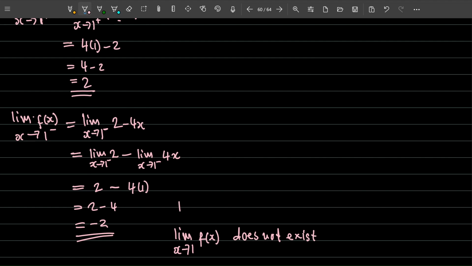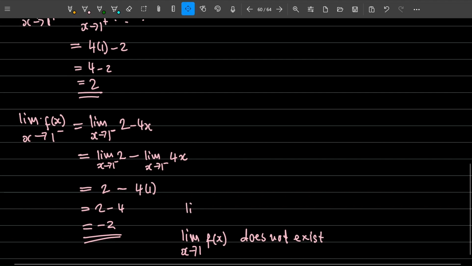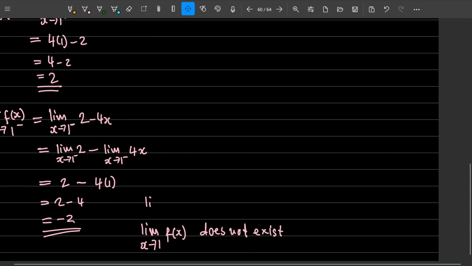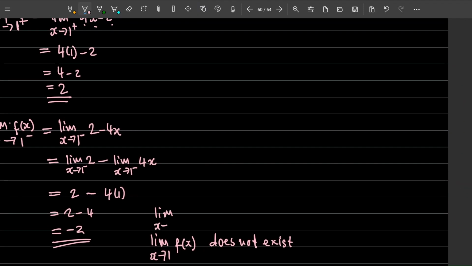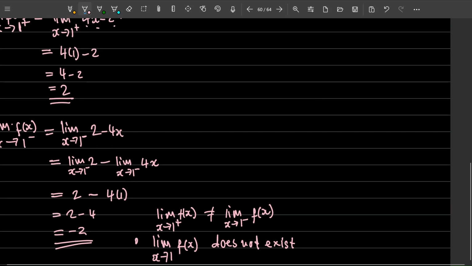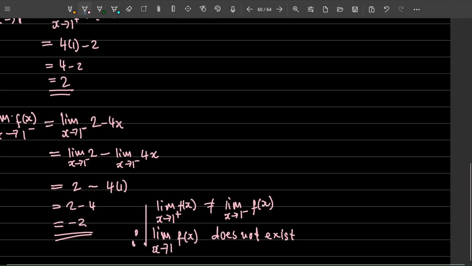So you could have said, I'm going to choose my crayon again. You would say the limit as x approaches 1 from the right of f of x is not equal to the limit as x approaches 1 from the left of f of x. So the limit as you come from the right is not equal to that. Therefore, the limit as x approaches 1 does not exist.